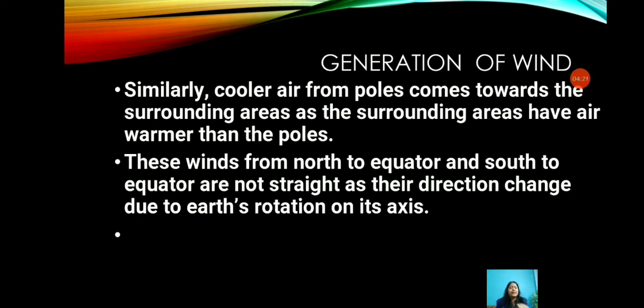I think you all are aware that warm air rises up. When the sun's rays fall directly over the equator, the nearby area becomes warm, the air becomes lighter, rises up and tends to move towards the poles. From the poles the cold air moves towards the equator and takes its place. This is how the wind starts to generate, but it is not straight, not directly from the equator to the pole, because of the rotation of the earth. You know the earth rotates on its own axis. So due to the rotation of the earth on its own axis, these winds from north to equator and south to equator are not straight.